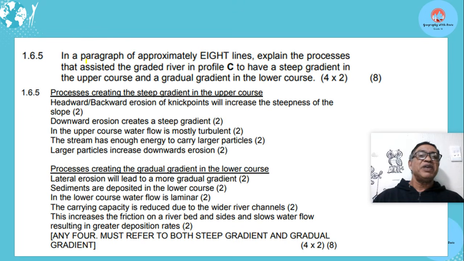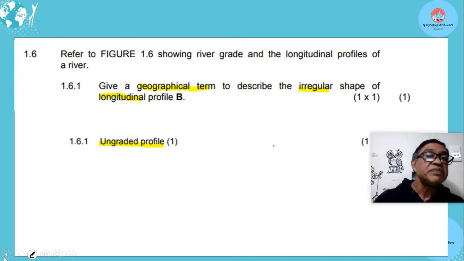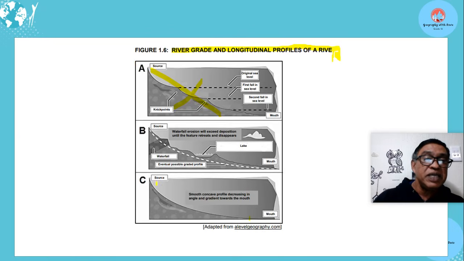All right. So here, in a paragraph of 8 lines, explain the processes that assisted the graded river in profile C to have a steep gradient in the upper course and a gradual gradient in the lower course. What processes assisted that? I just want to go quickly back to that diagram. Steep in the upper course, gentle in the lower course.